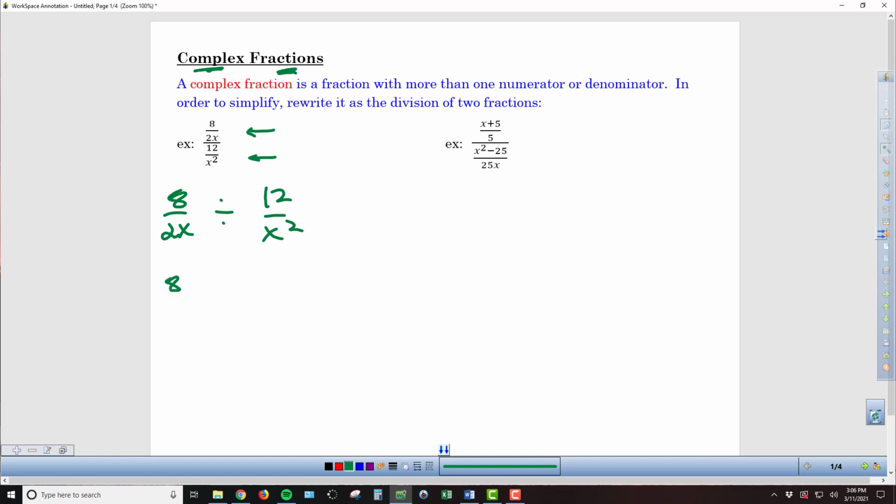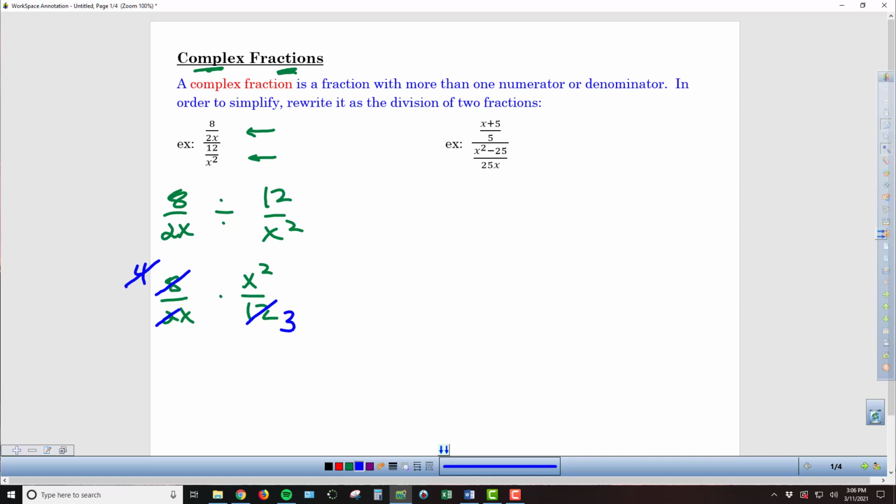So I'm going to leave this first one as 8 over 2x, and I'm going to make it a multiplication question, so times x squared over 12. And so now once I have it rewritten as a multiplication question, I can start reducing anything that I can. So I can see there's a 2 on the bottom, can divide with the 8 to leave me with a 4. And then if I stay with the numbers, the 4 can divide into the 12 to leave me with a 3 down here. So that finishes off the numbers.